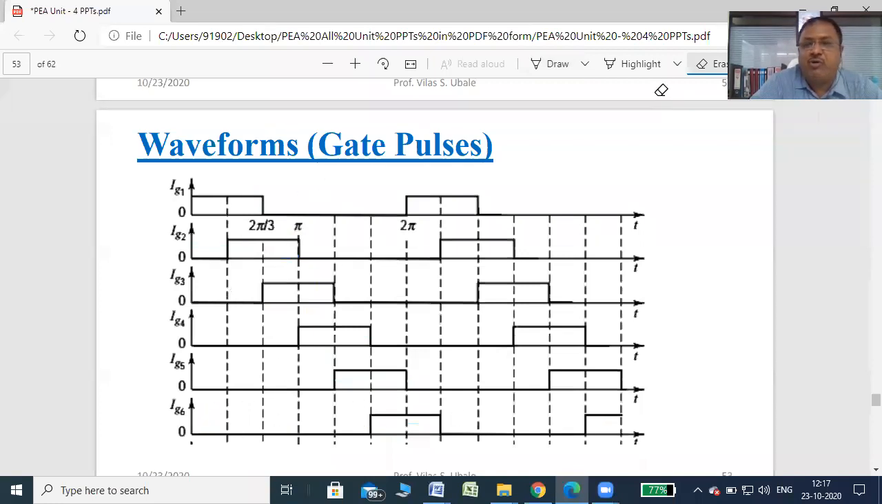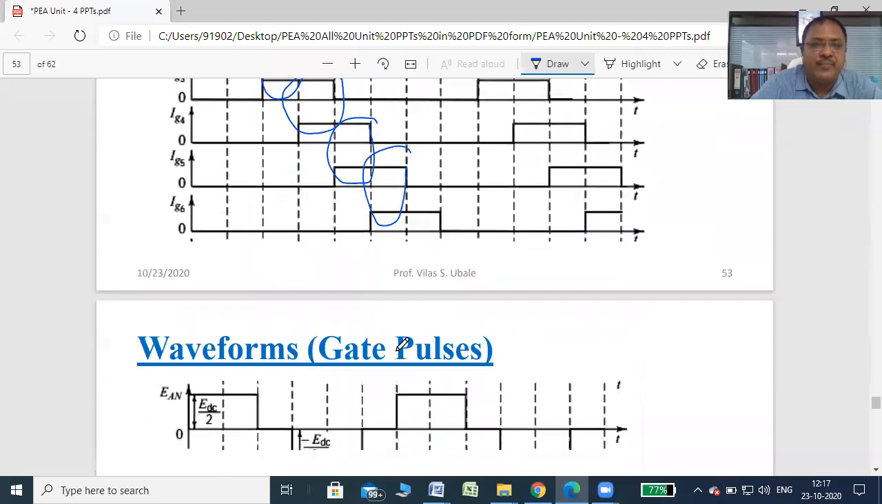So from this particular output waveform and table, you can check this is interval number 2 when S1, S2 are on. Interval number 3 when S2 and S3 are on. Interval number 4 when S4, S5 are on. Interval number 5 and interval number 6 and so on. So these are the intervals shown here.